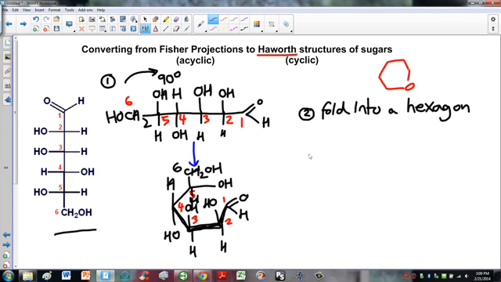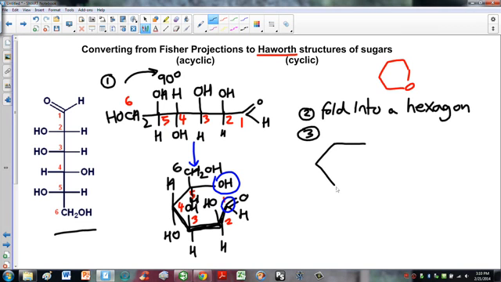That's step 2. And then the last step, step 3, is to join this oxygen, for this OH, with carbon number 1. We're actually going to take these and join them together. And what we're going to get is a structure that looks, hopefully you guys can see what I'm doing here.